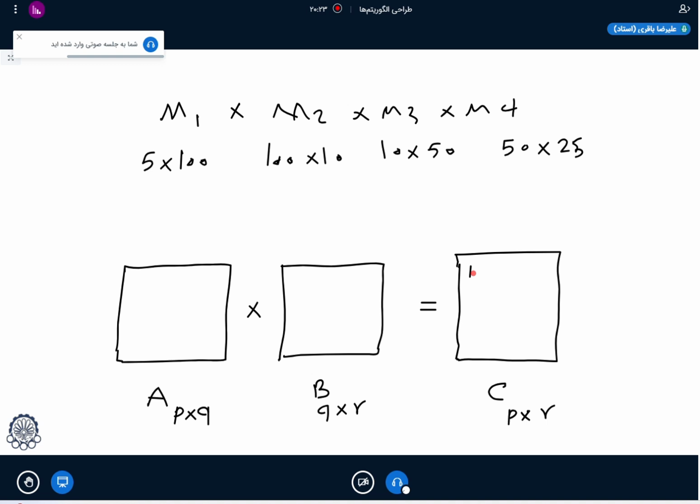How matrix C is computed is like this. Matrix C has some items in each row and column. The number of rows is P, the number of columns is R.